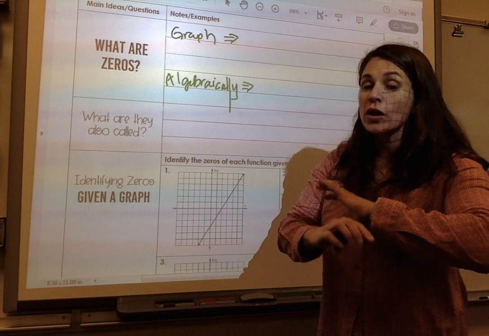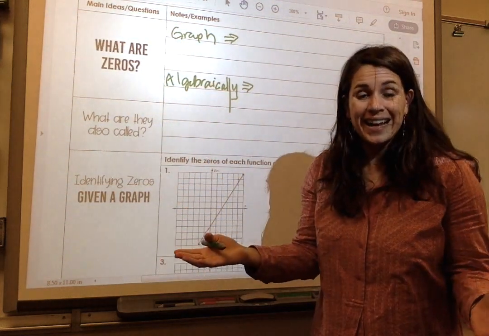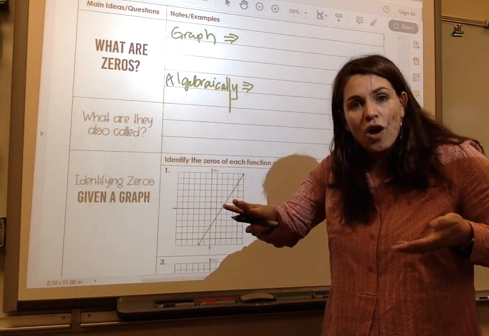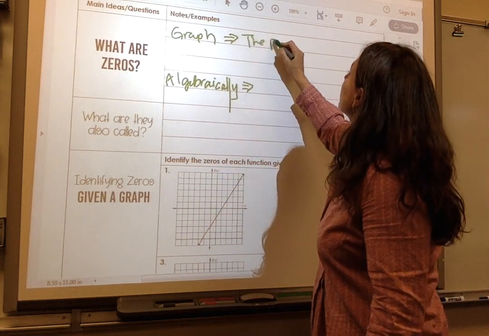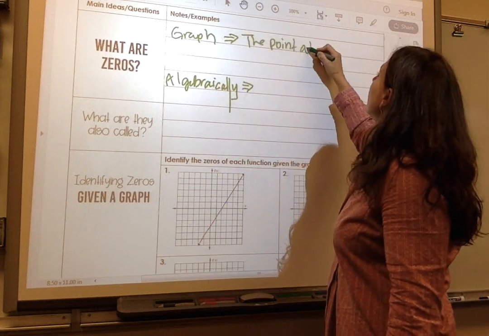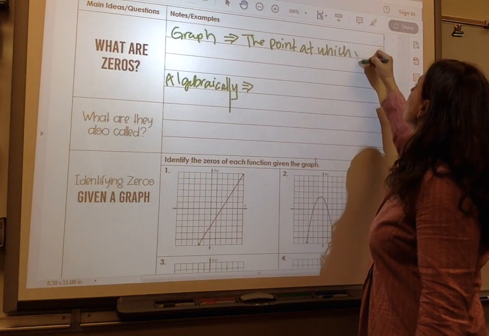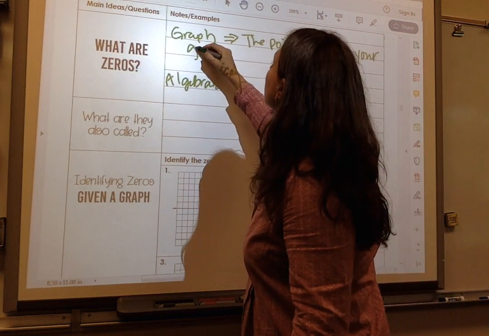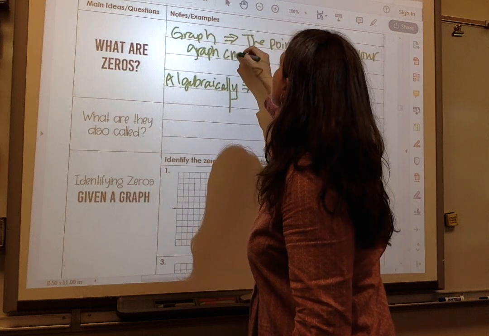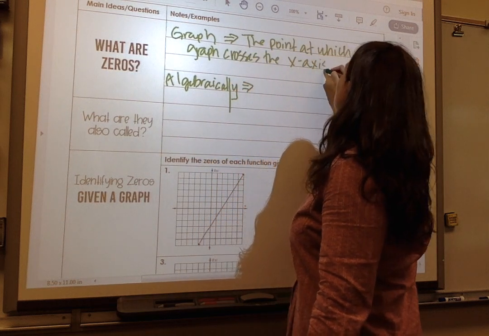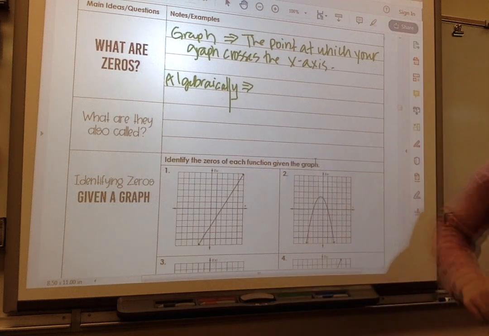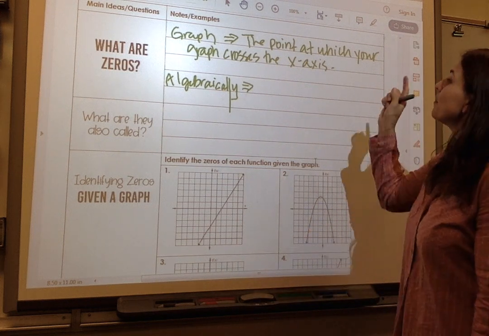When it talks about looking at zeros on a graph, all it's saying is, where does your graph cross the x-axis? That's it. The point at which your graph crosses the x-axis.